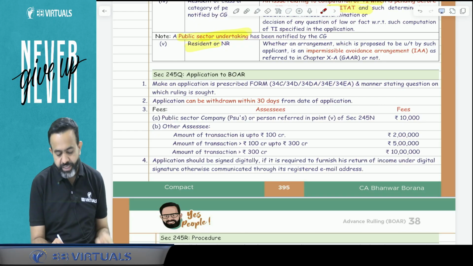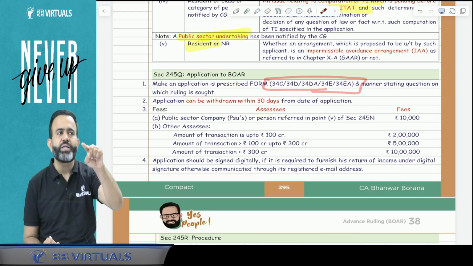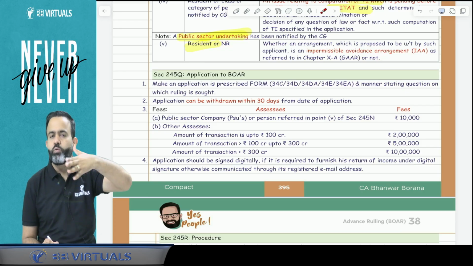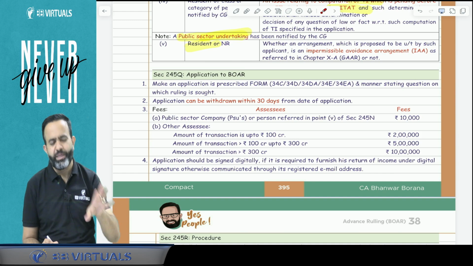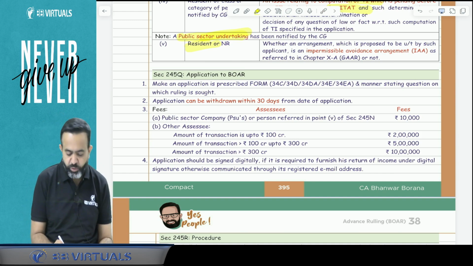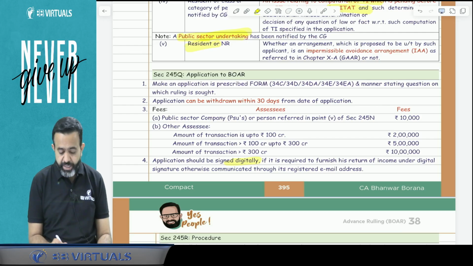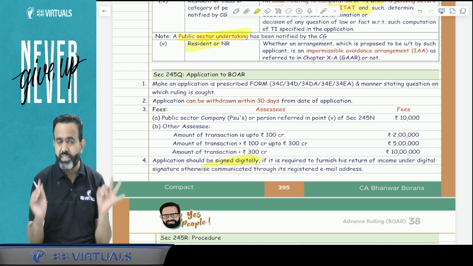So these are the forms. And guys, now advance ruling, earlier you know that the advance ruling application was in paper form and there were 4 copies and all. But now guys, the advance ruling application has to be made digitally only, that is an online application, and it has to be digitally signed by the person.